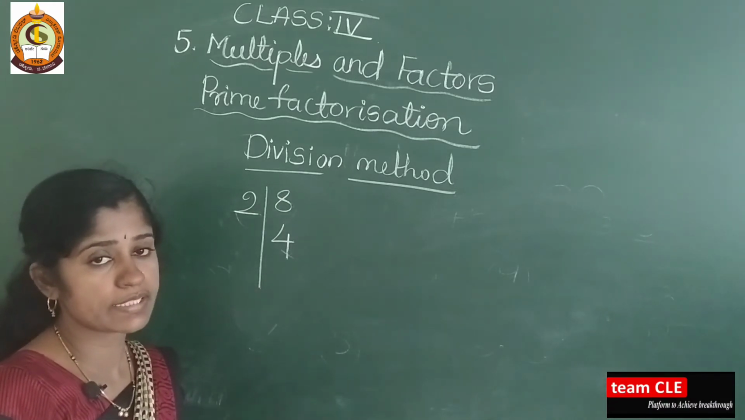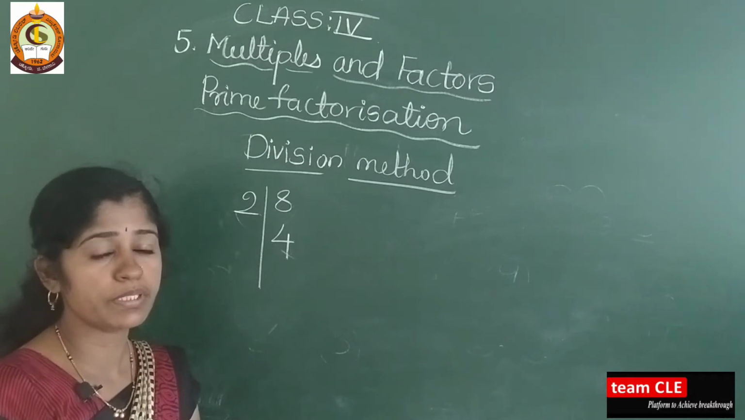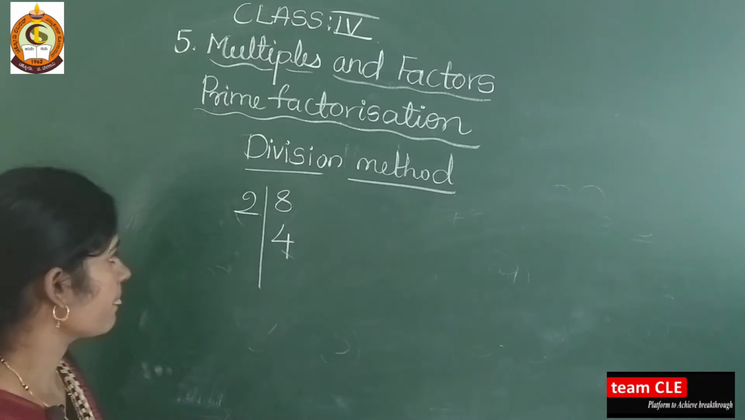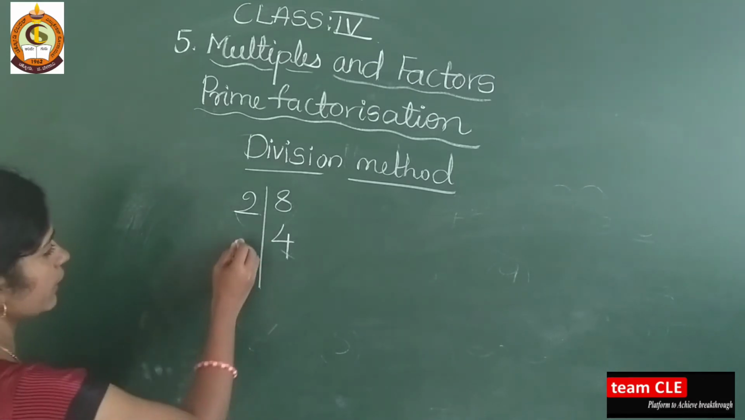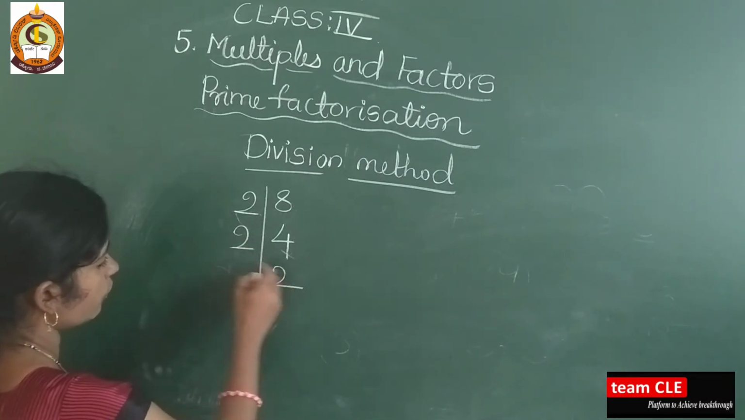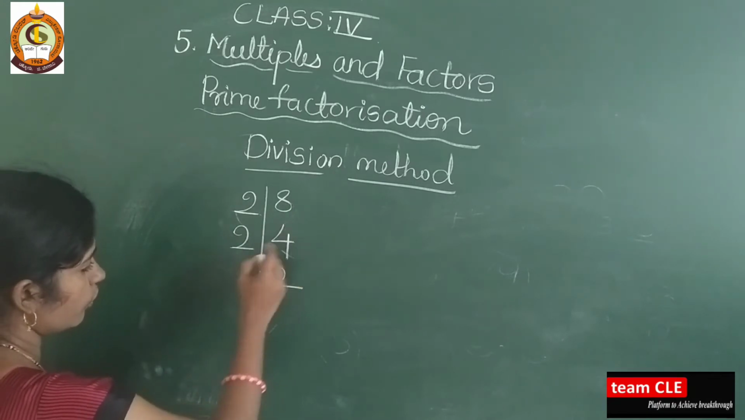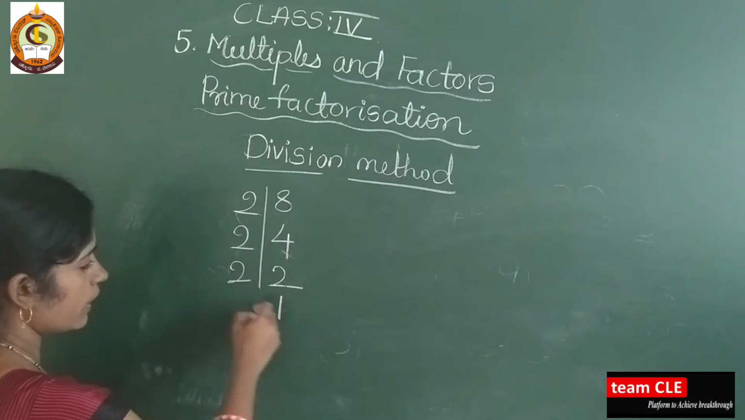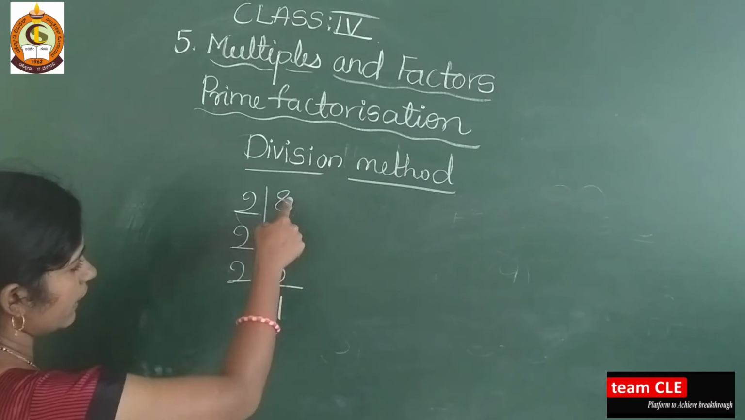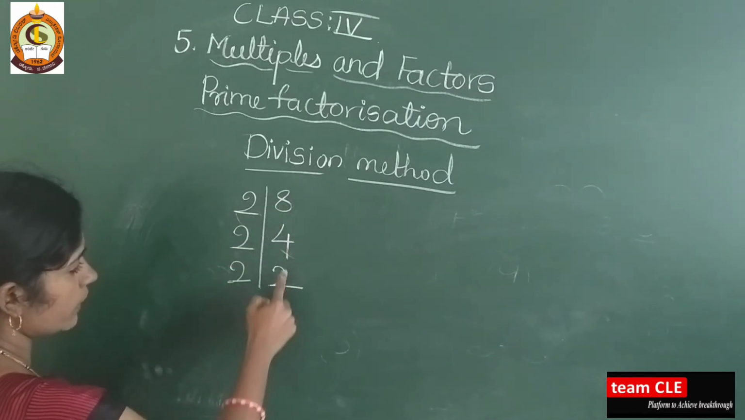Before solving this example, solve the examples that I have solved. Next here 2 4s are 8. Next you take 2 2s are 4. 2 4s are 8, 2 2s are 4. Next here you take 2 1s are 2. 2 4s are 8, 2 2s are 4, 2 1s are 2.